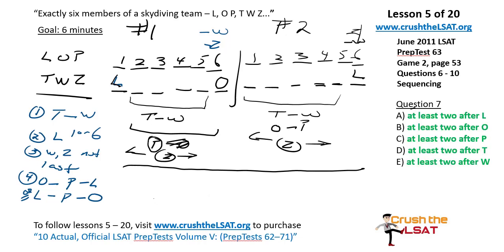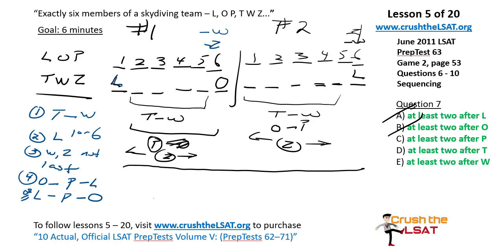Answer A, at least 2 people dive after L. Gone immediately. Not true in scenario 2. Answer B, similar story. Scenario 1 rules that out. How about C? At least 2 people dive after P. So what do we do? We ask ourselves, could we have a situation in which only 1 person dives after P or no person dives after P? Well, sure, look at World 2.